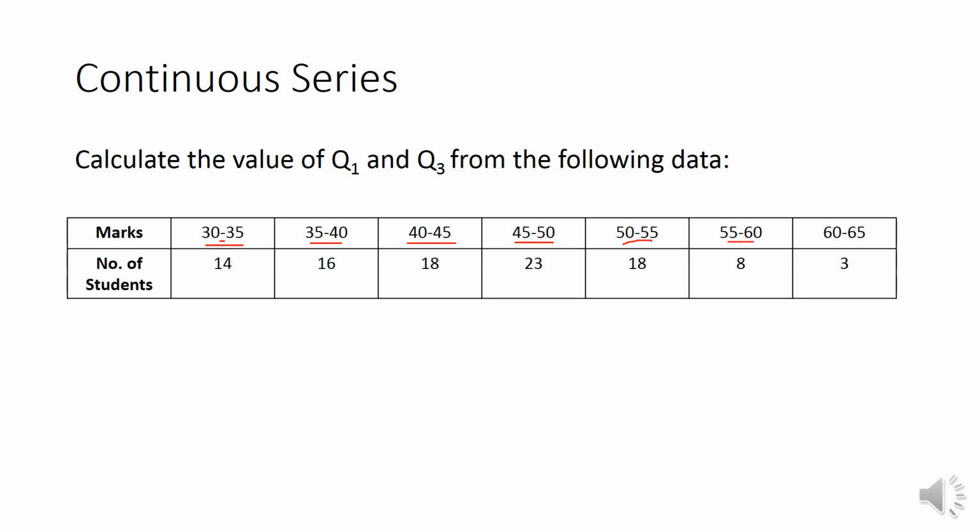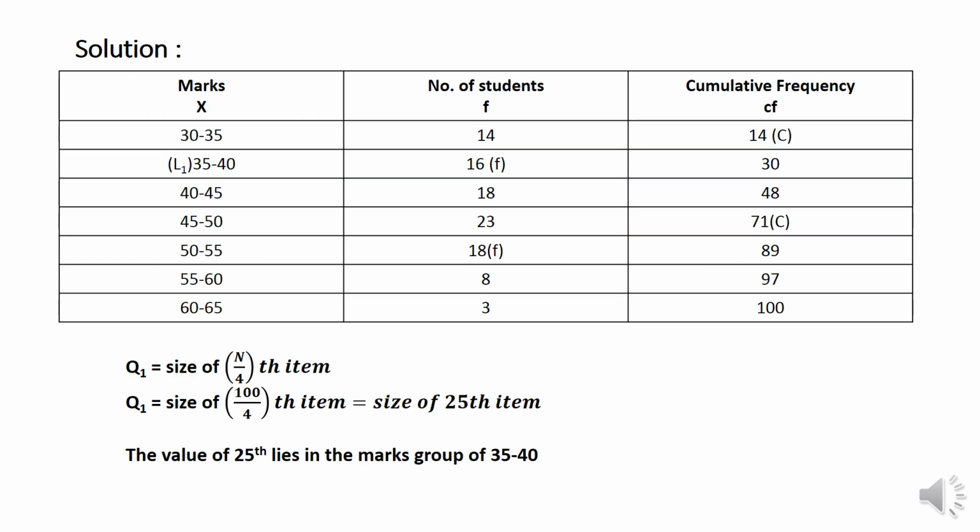So first of all, when we are going to solve Q1 and Q3 in continuous series, we have to calculate cumulative frequency. So first of all we will calculate cumulative frequencies. 14 first of all we will write. 14 plus 16 will be equal to 30. 30 plus 18 will be 48. 48 plus 23 will be 71. 71 plus 18 will be 89. 89 plus 8 will be 97. And 97 plus 3 will be 100. And this is N here.